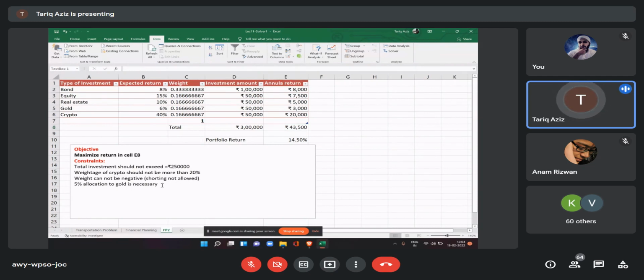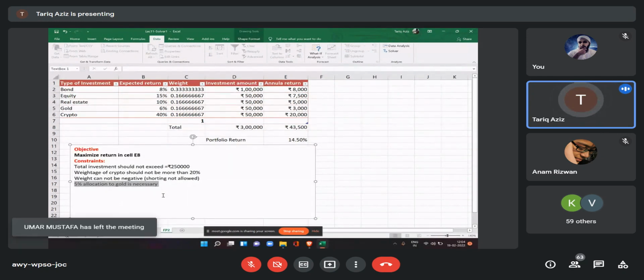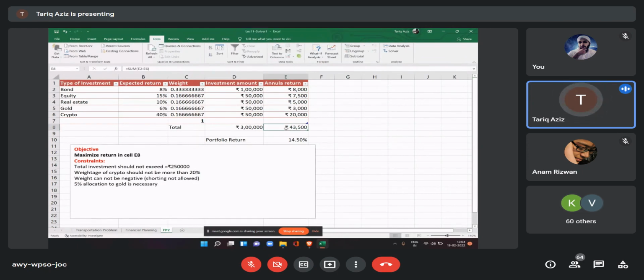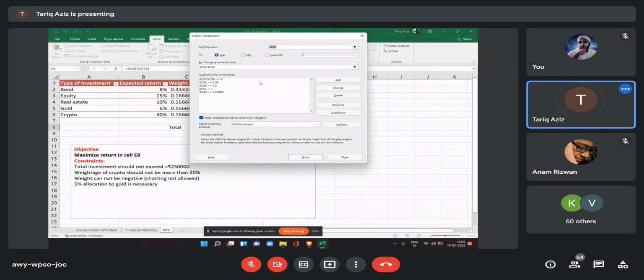Then the fourth constant mentioned here is that 5% allocation to gold is necessary. That 5% of the money has to be compulsorily invested in gold. So these are the 4 constants, and our objective is to maximize E8. Let me first select this objective cell, E8, and come to Solver. I will select Solver. I have already specified these constants here, so let me first delete them.